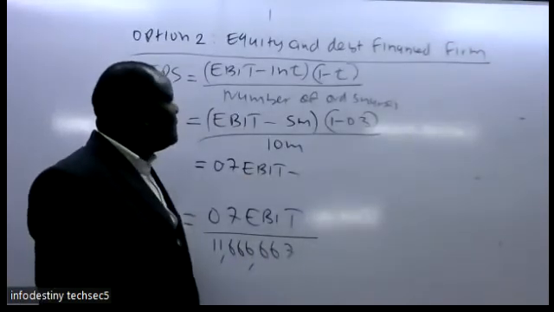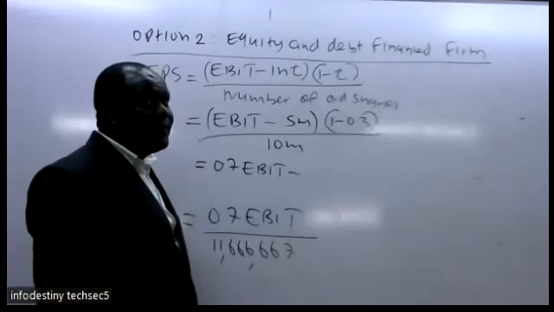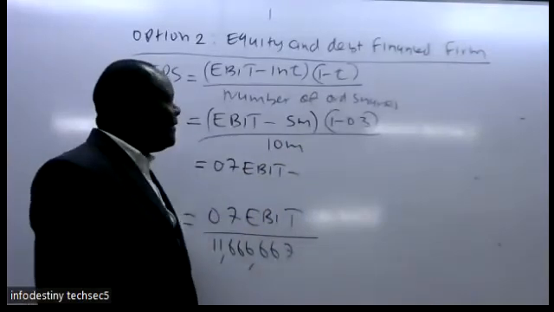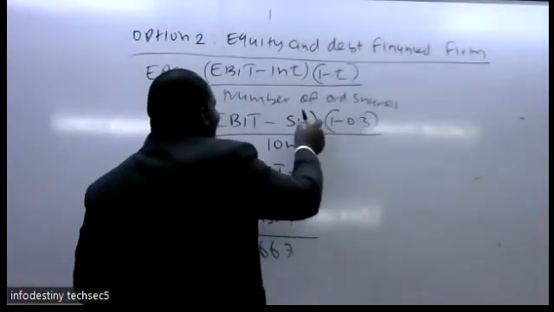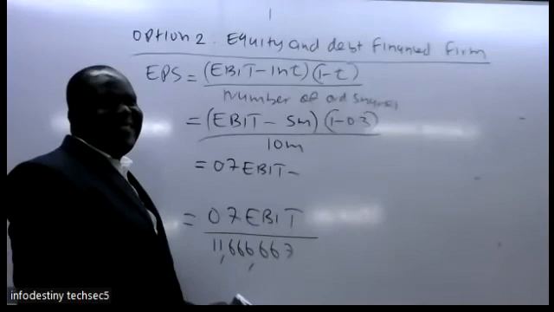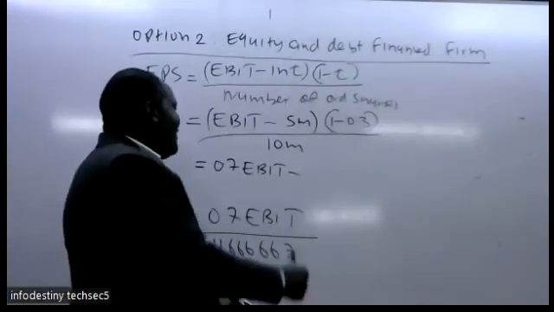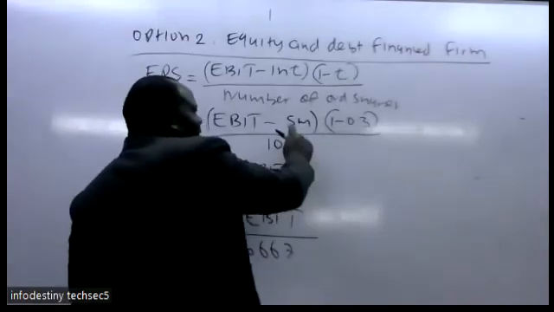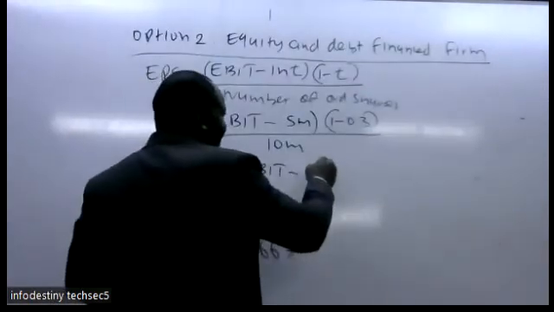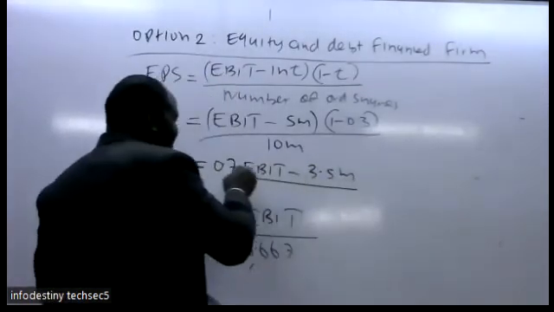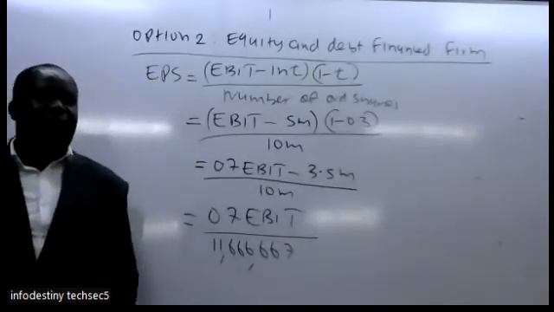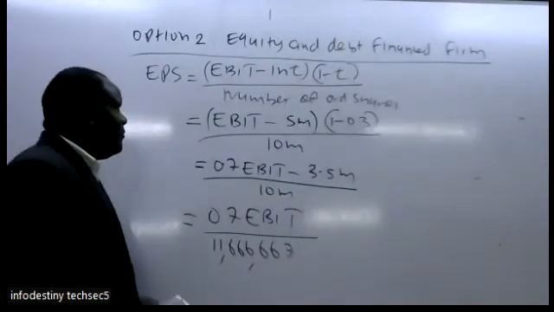Are you not allowed to say 1 minus 0.7? Yes, when you open the brackets, it saves time. So it will be 0.7 earnings before interest and tax. Then also take 5 million multiplied by 0.7, which is 3.5 million. Then now we divide by 10 million. So those are now the two formulas that we have.